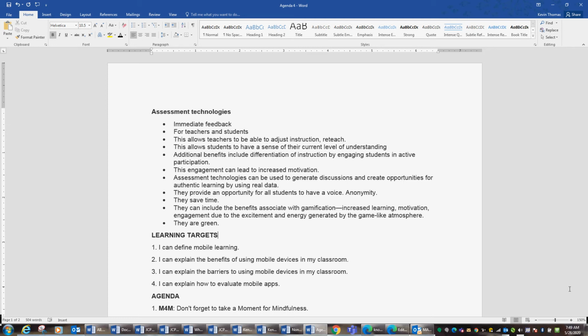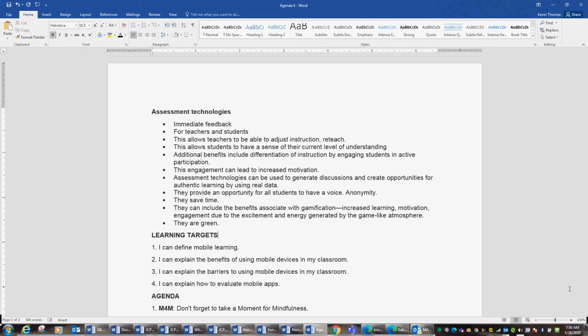But you could also use it to generate discussions about, maybe you're talking about the three branches of government, right? And you want to poll students about which one they think is the most important, and then use that to have a discussion about why they think it's the most important, or is it the most important?